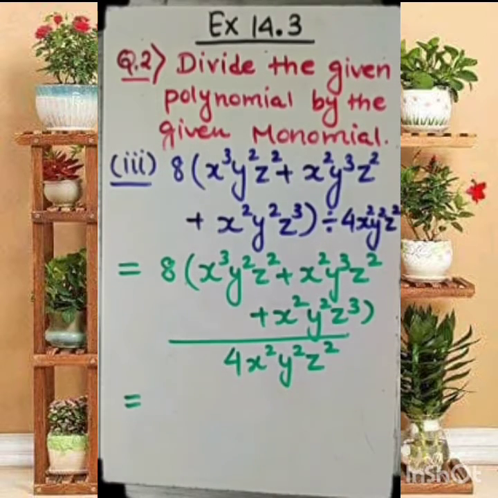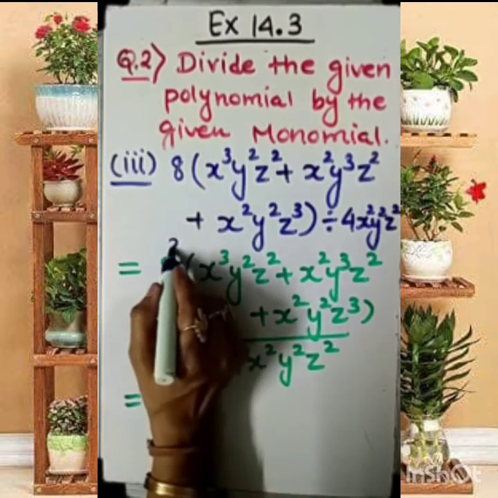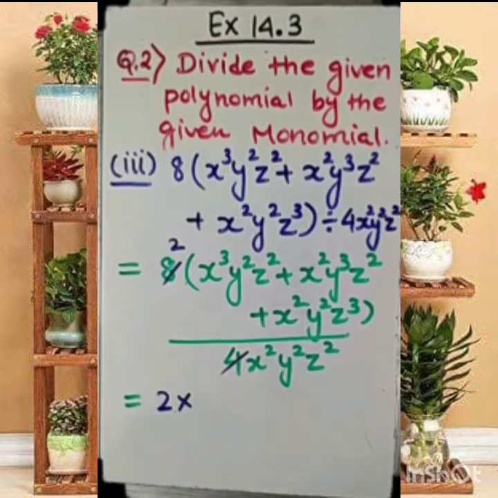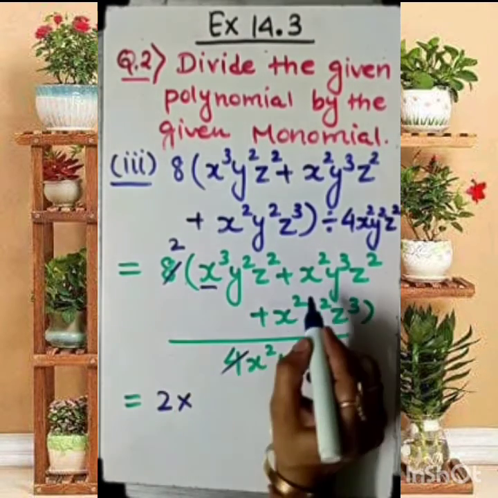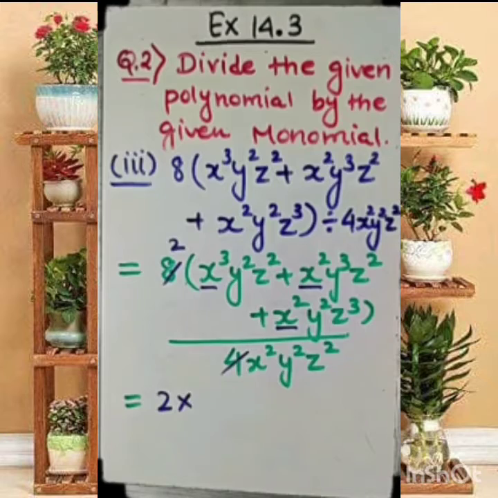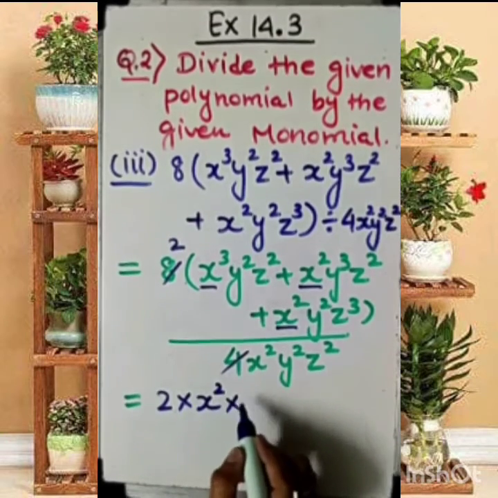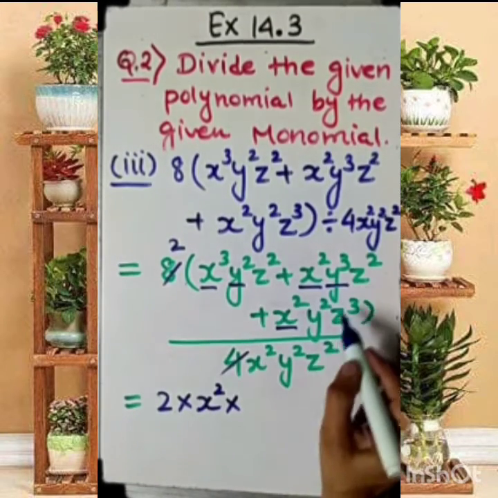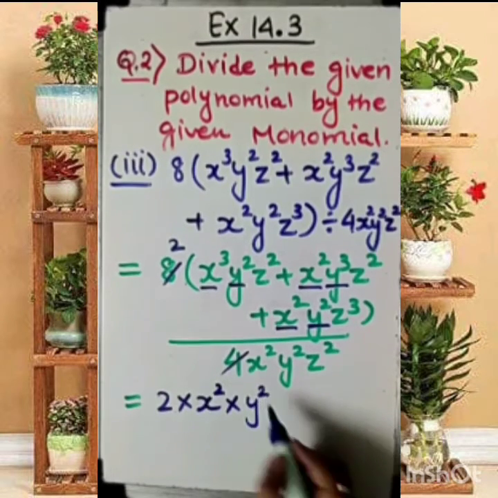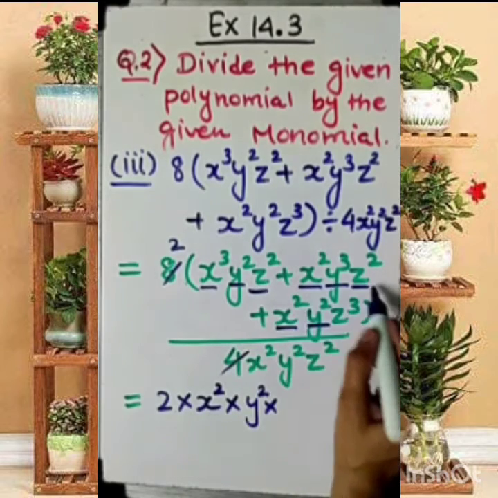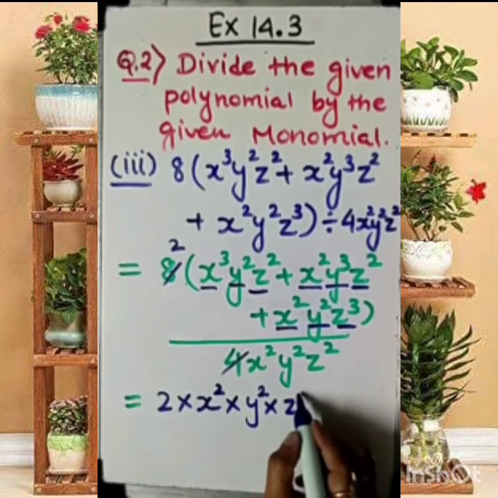So here you can see we can cancel this 4 into the 8. What will be left? Beside this, something should be common. What is common here? x cube, x square, x square. Out of these three terms, which is the smallest power? Square. So x square I am taking outside. From y square, y cube, y square is smallest, so y square is common. From z square and z cube, again z square is common.